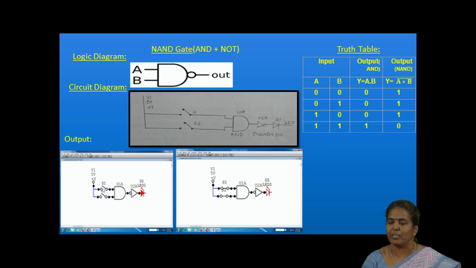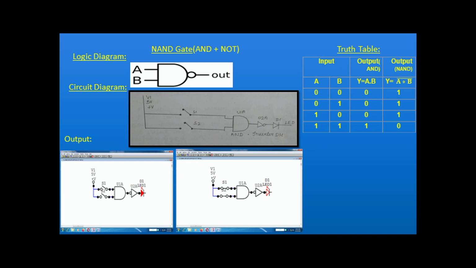So we can reverse it. See, Y is equal to A dot B, the whole bar, is the NAND gate answer. So from the whole bar, the output for 0 0 is 1, 0 1 is 1, 1 0 is 1, and 1 1 is 0. This is the output of the truth table. You can see the truth table output of the NAND gate.